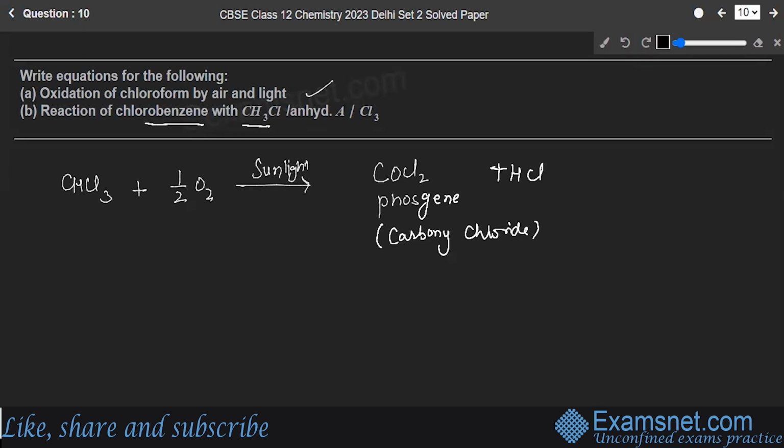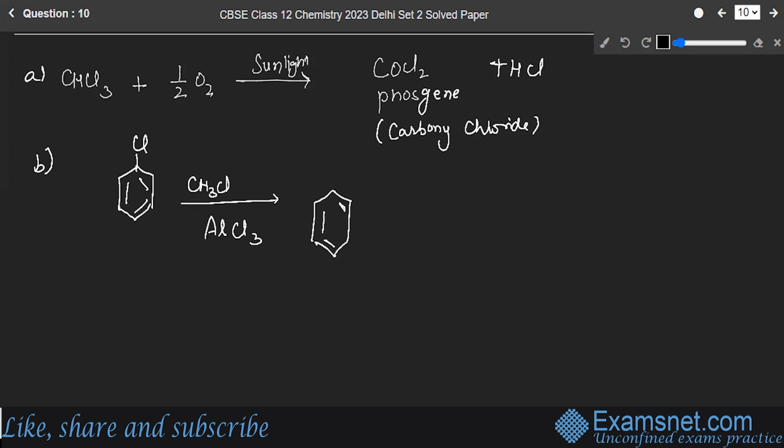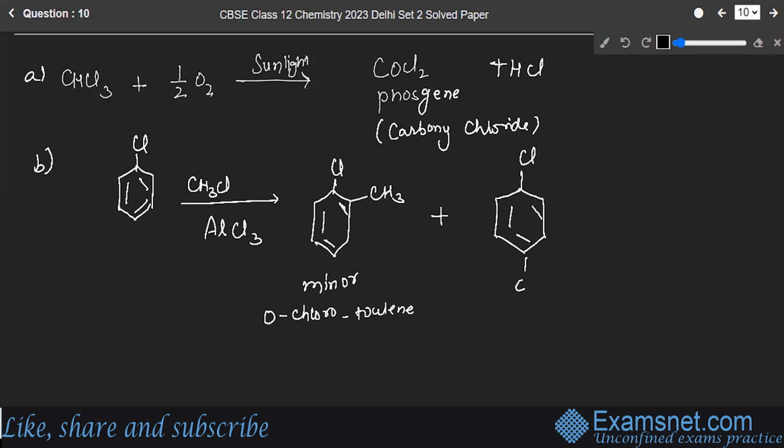Second part, reaction of chlorobenzene with CH3Cl in the presence of anhydrous aluminum chloride, AlCl3. This was your A part, and this is your B part. Reaction of chlorobenzene with CH3Cl in the presence of aluminum chloride gives you this compound, in minor amount ortho chlorotoluene, and right over here you have parachlorotoluene.